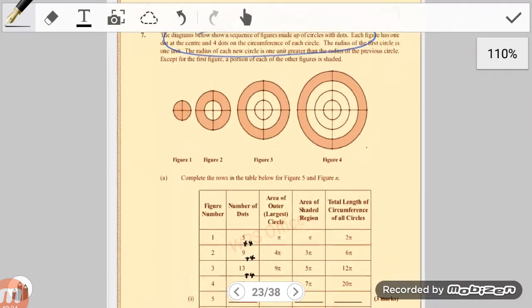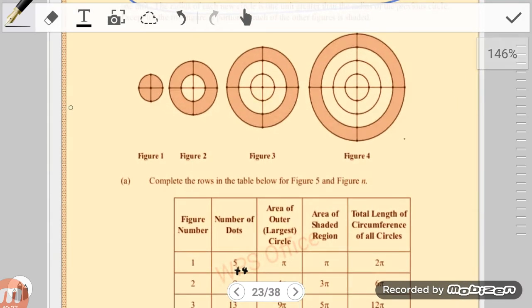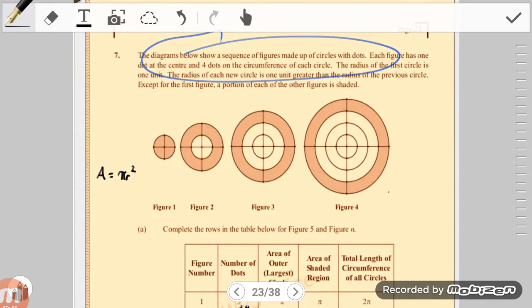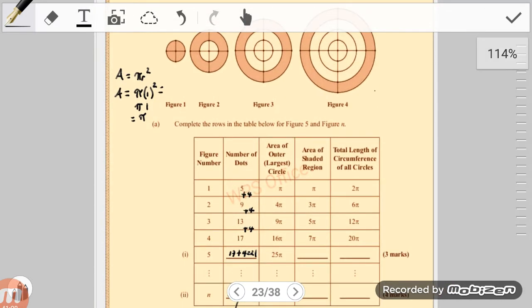So let's first establish what is the area of a circle. Area of circle is equal to pi r squared. Let's try to figure out how they got pi here, or how they got 4 pi. We don't need to convert pi, we just use pi as it is. And radius, they said, is 1. So that's 1 squared, which is 1, times pi, and that's equal to pi. So that's how they got the pi here.